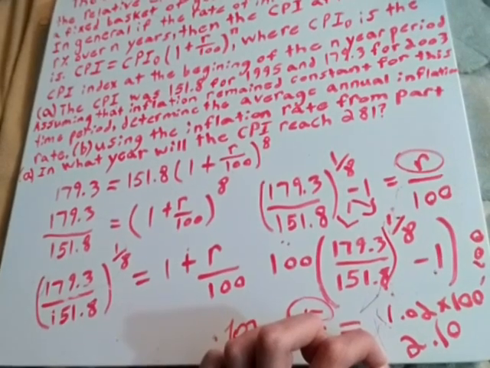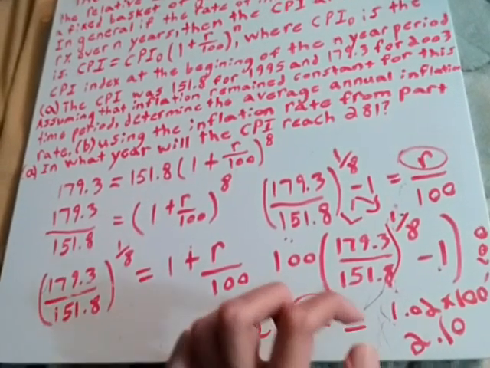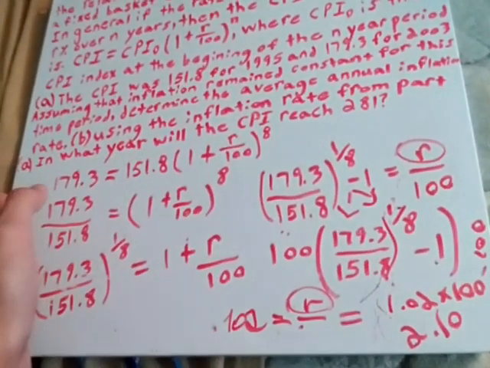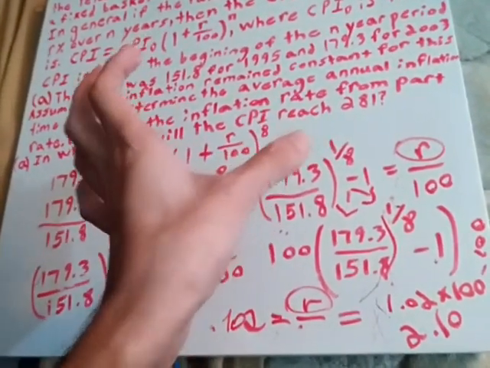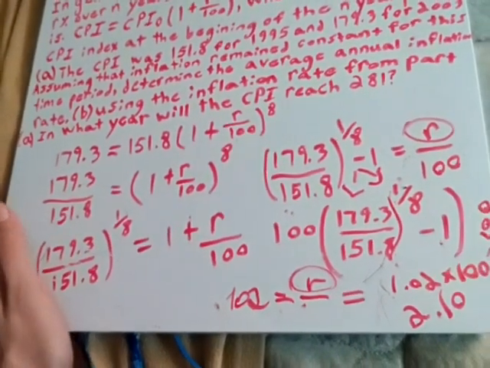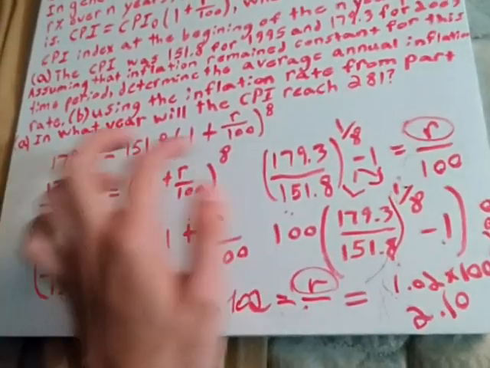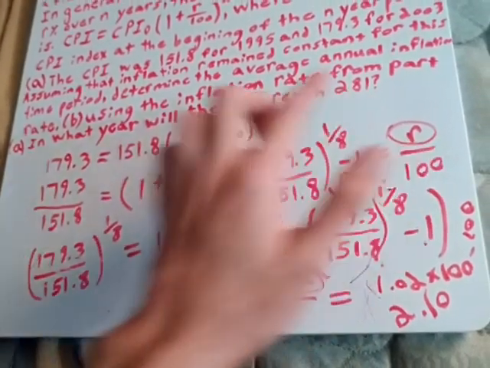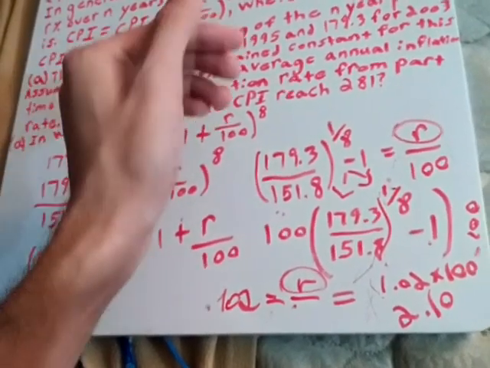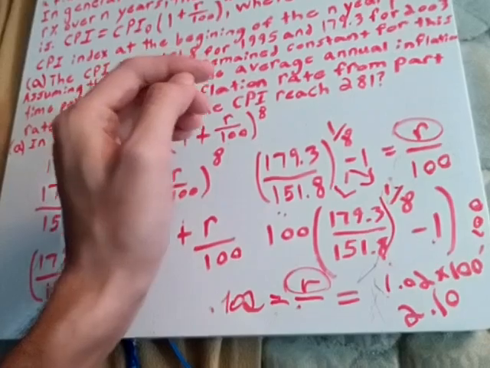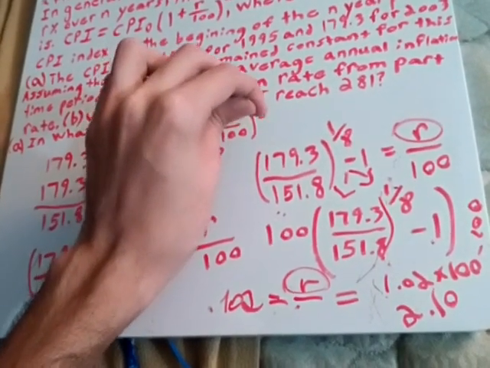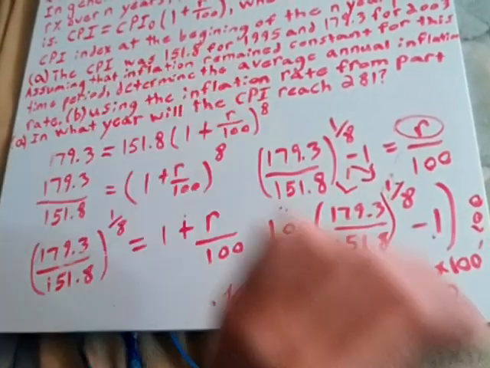Now the next question I'm going to try to solve uses the inflation rate from part A. In what year will the CPI reach 281? So in this next question, I'm going to have to solve for the year. I have a new value for the consumer price index, 281, and an initial value. Now I have the inflation rate, the R value, and I'm going to have to solve for the n value, the year. So I'm going to solve for n in this next part of the problem.